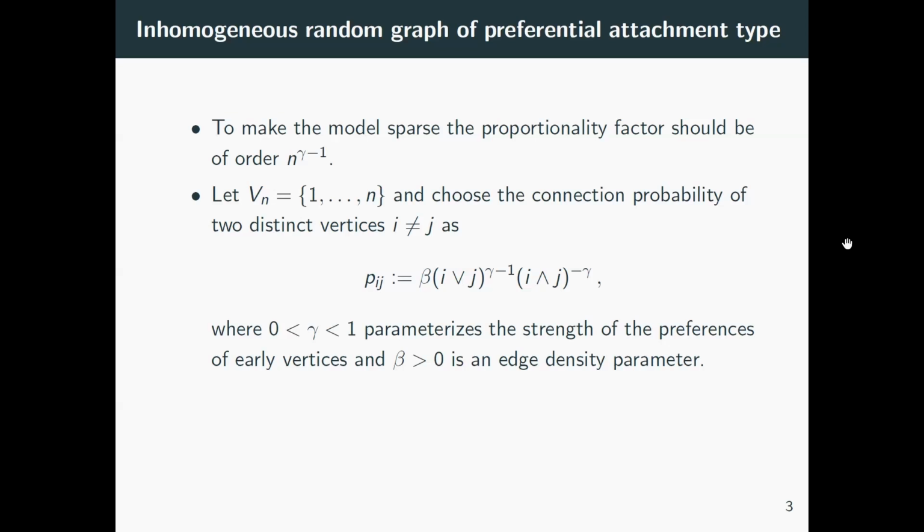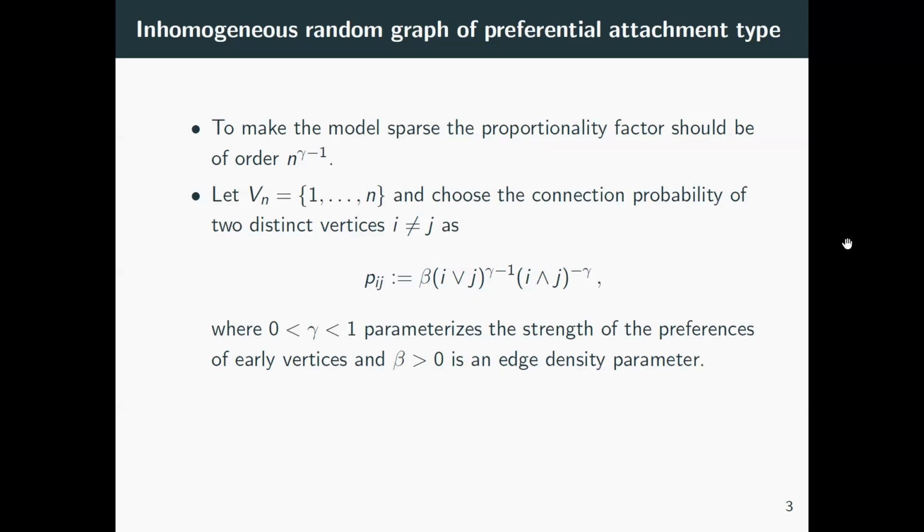And then I times I, the minimum of I and j to the power of minus gamma. And this is the preferential attachment effect. This is like our full model. And we have two parameters we can play around with. Gamma parameterizes the strength of the preferential attachment effect. So how strong do we prefer the early vertices in the graph? And beta just artificially increases or decreases the connection probability for all vertices, which we call the edge density parameter.